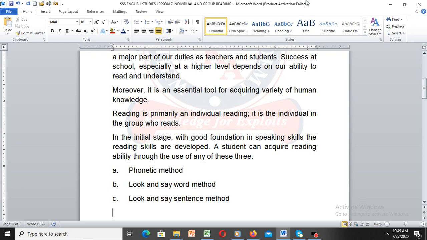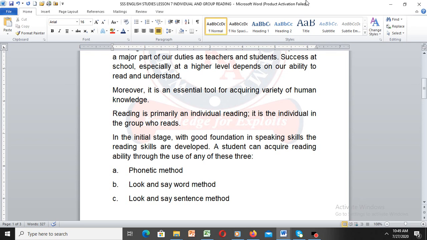What does it mean? Phonetic method, for example, has to do with the sound production of words. So you listen from other speakers, from radio, from newspapers, how newscasters are casting news on radio stations and all the rest. Your teachers, how they pronounce words. So the sound production of words is known as phonetic. So you can acquire reading ability through the use of the phonetic method.